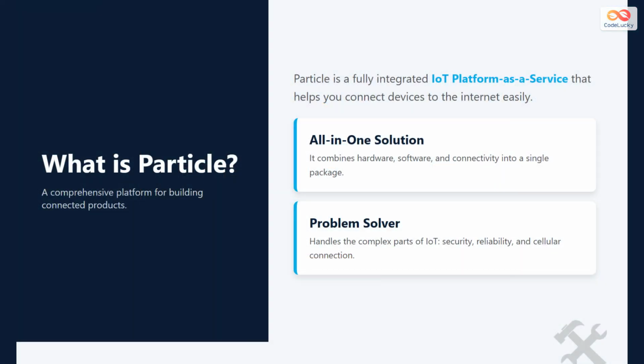So, what exactly is Particle? It is not just a hardware manufacturer, and it is not just a software provider. Particle is an all-in-one platform as a service that integrates hardware, software, and connectivity. It is designed to solve the hardest parts of IoT, like secure communication and cellular networking, so you can focus on building your specific product.